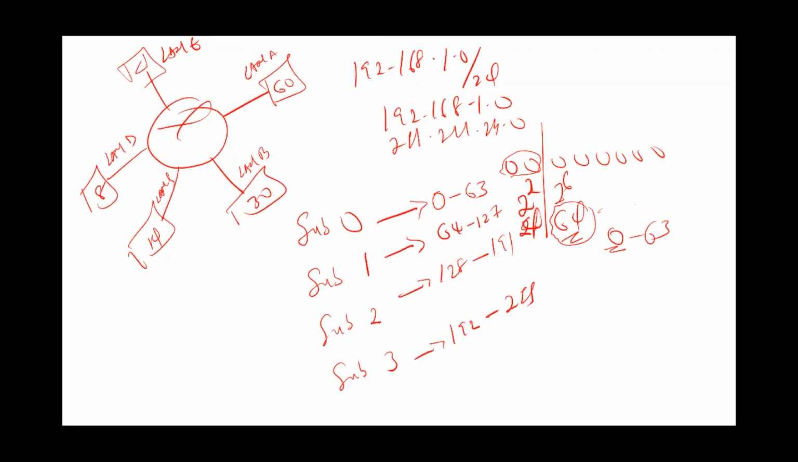So where are the network addresses of each of these subnets? All the numbers on the left, they are the network addresses. What about the broadcast addresses? All the numbers on the right, they are the broadcast addresses. So I can write them out.